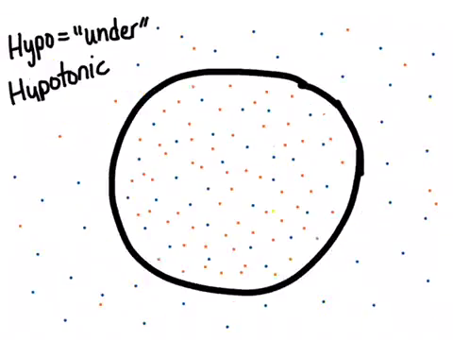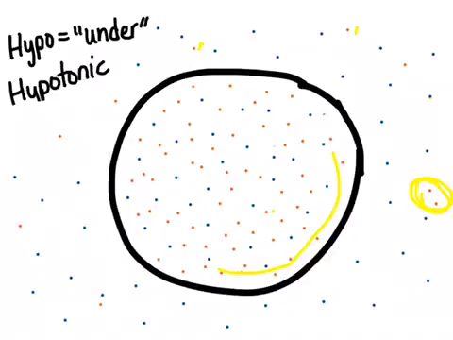On the other hand, if we look at this diagram, we can see that there's a lot more of that orange inside the cell, and there's only a few specks of it here and there outside of the cell. In this case, hypo, meaning under or below or less, is referring to the fact that in a hypotonic solution, there's less of that solute, less of that dissolved substance compared to the cell.